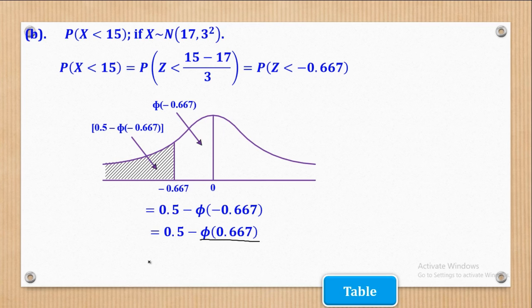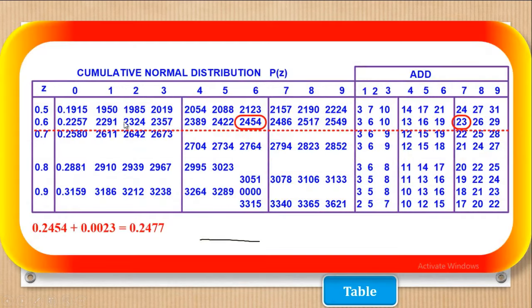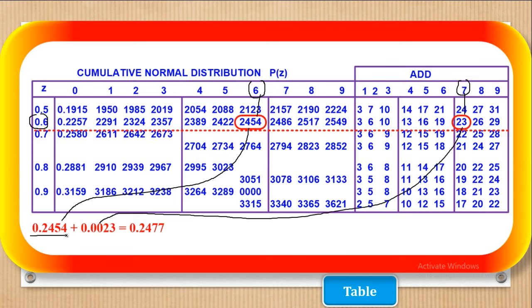After that, I have to look for this value in the mathematical table, so 0.667. So for 0.6, the first decimal point is 6, the second one is 6, so it goes there, and the third one is 7, so it goes there. After that, I remember that the probability must be to 4 decimal places, so these are 4 digits. I'll just add 0 point, but these are 2 digits, so I'll first add 2 more zeros before I add the 0 point. So that's why here it is 0.2454 and here it is 0.0023. The next is to use the calculator to come up with 0.2477.